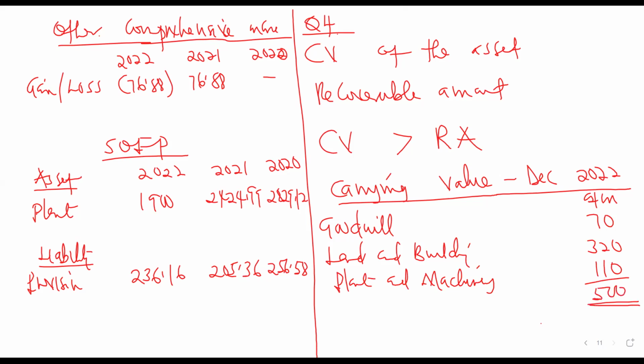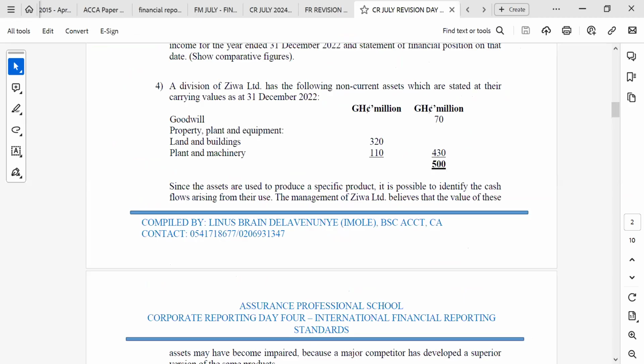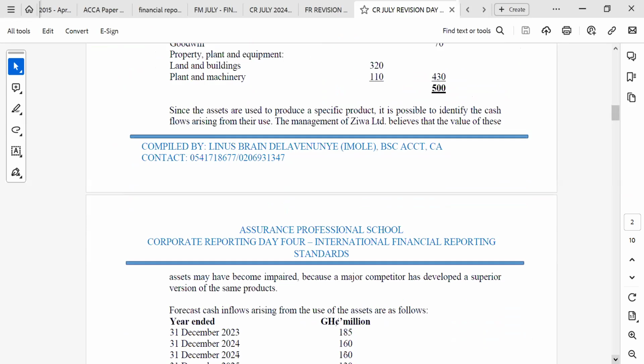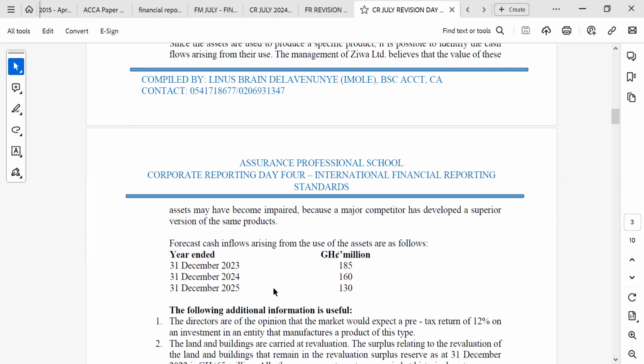We have to determine the recoverable amount. Please, for corporate reporting, nobody is going to give you a recoverable amount. If they are giving the recoverable amount, then they might be asking you for different things. You have to determine the recoverable amount yourself. The recoverable amount is the higher of the net realizable value or the value in use. We can calculate the value in use, which is the present value of the future cash flows you will get from the continual use of the asset.